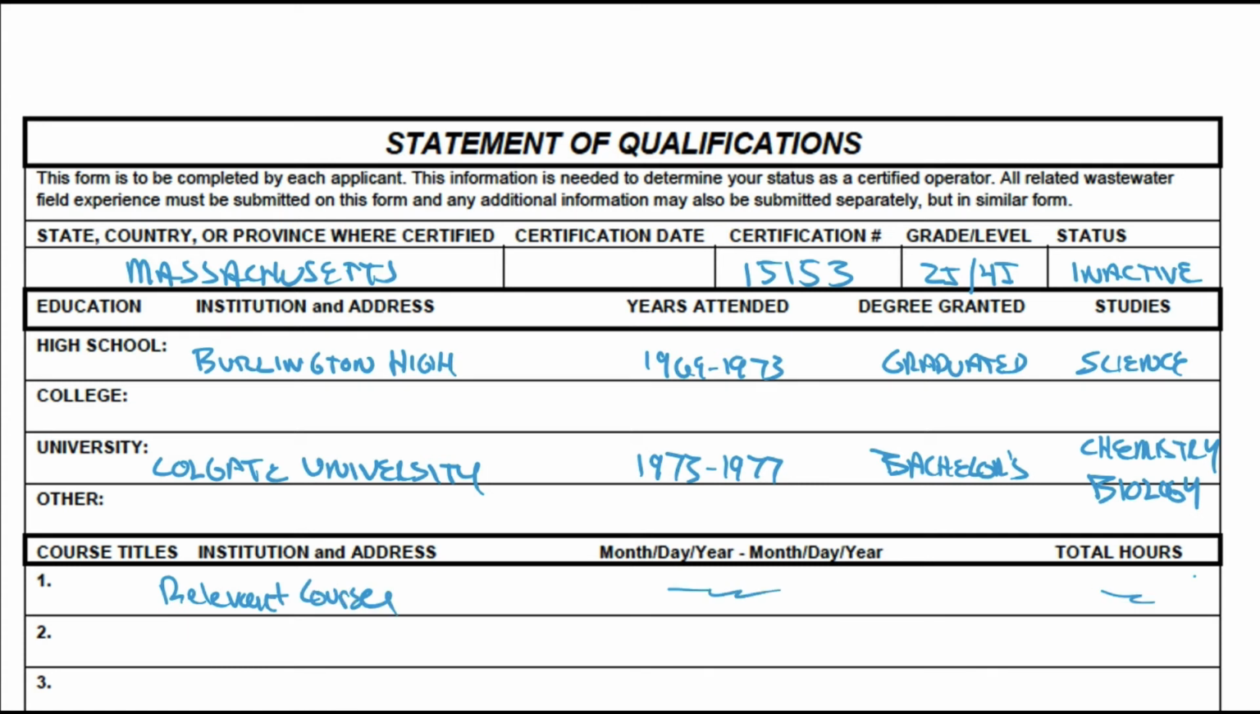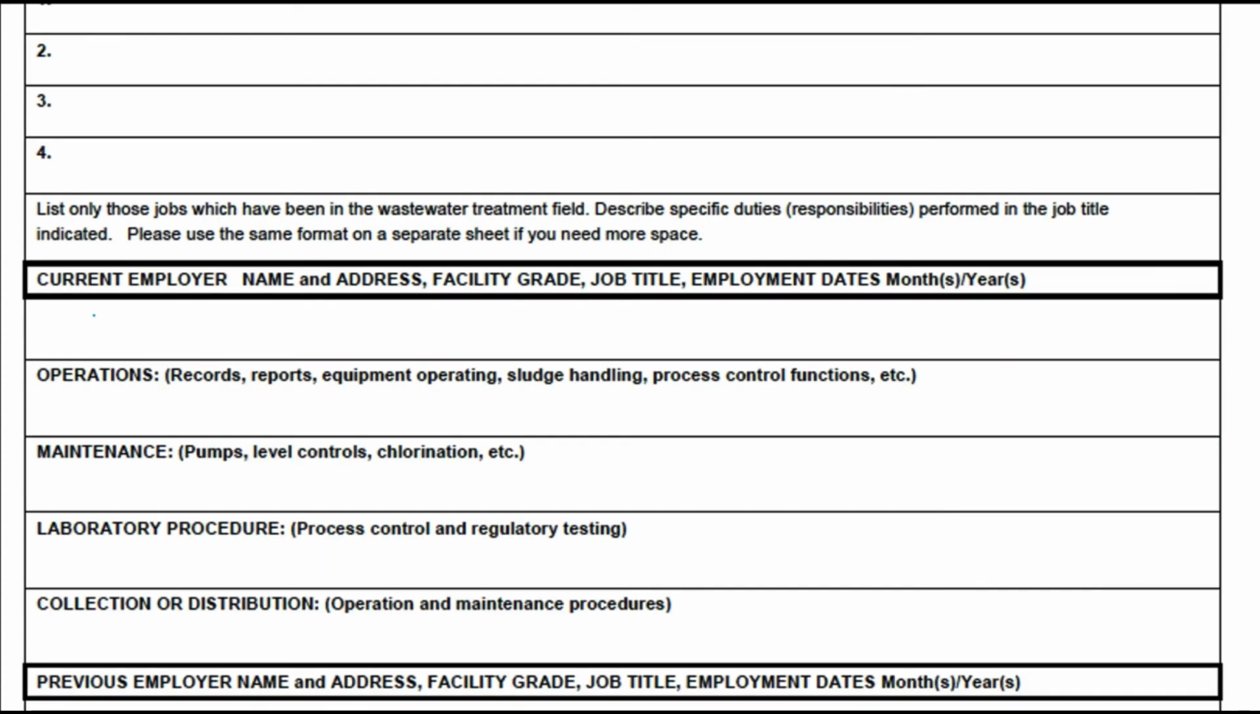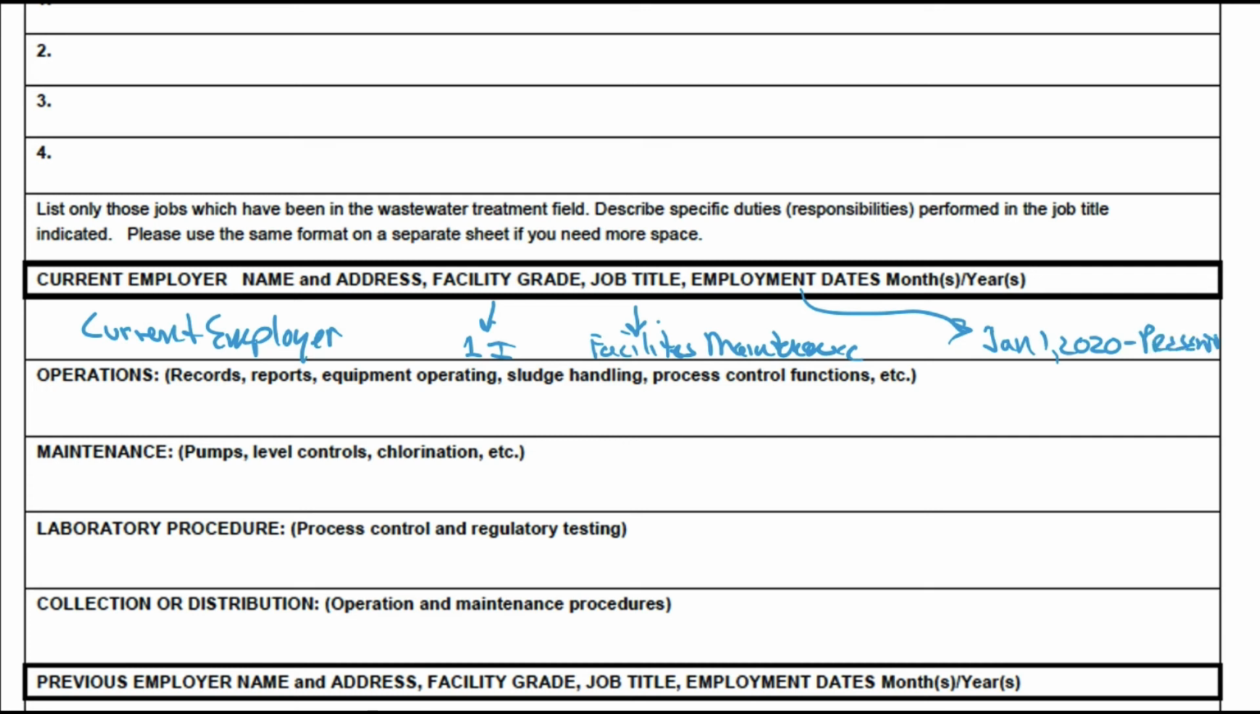Now here's the important part. Write in the name of your current employer, and it's really important that you include the facility grade and your job title, let's say facilities maintenance, or whatever your title is. And the important part is the date when you started and how long you've been working here, because that's going to play into the experience piece, which is going to let you apply for a full license if that's what you're looking to do.